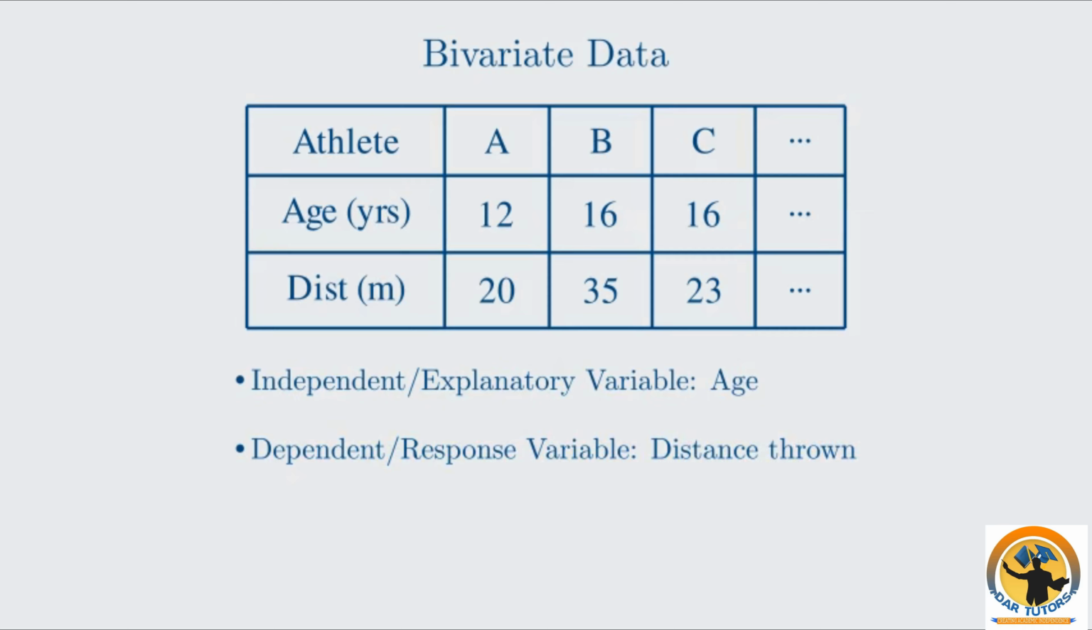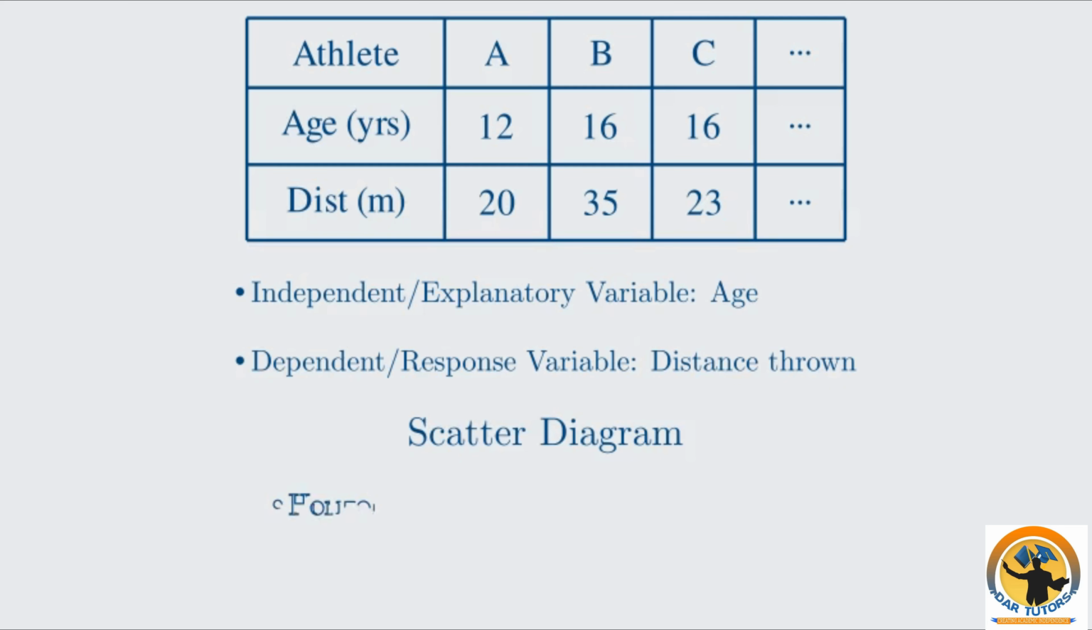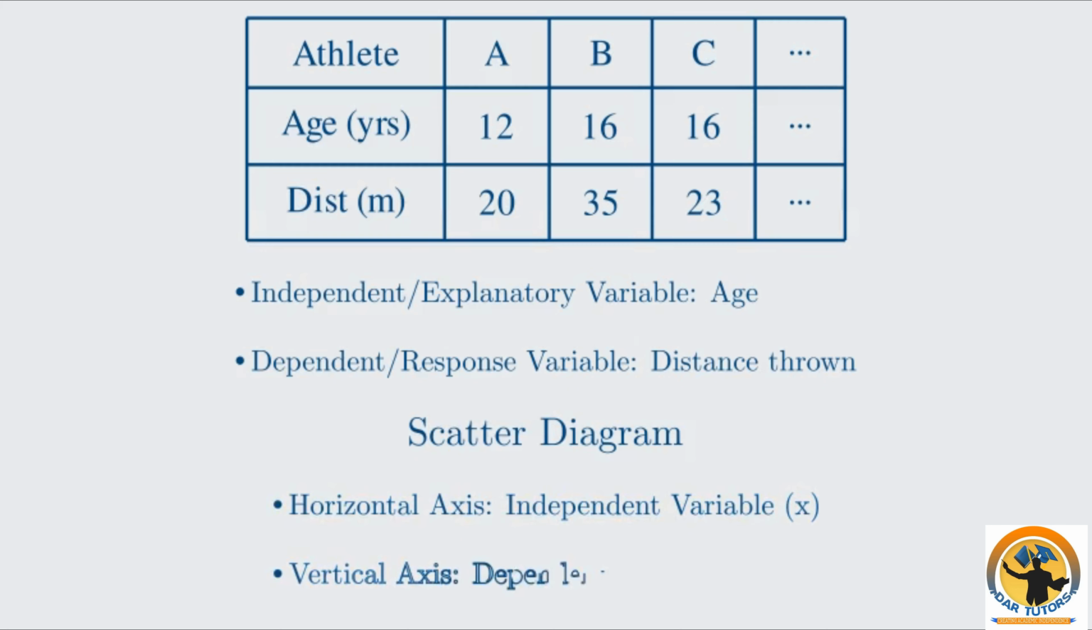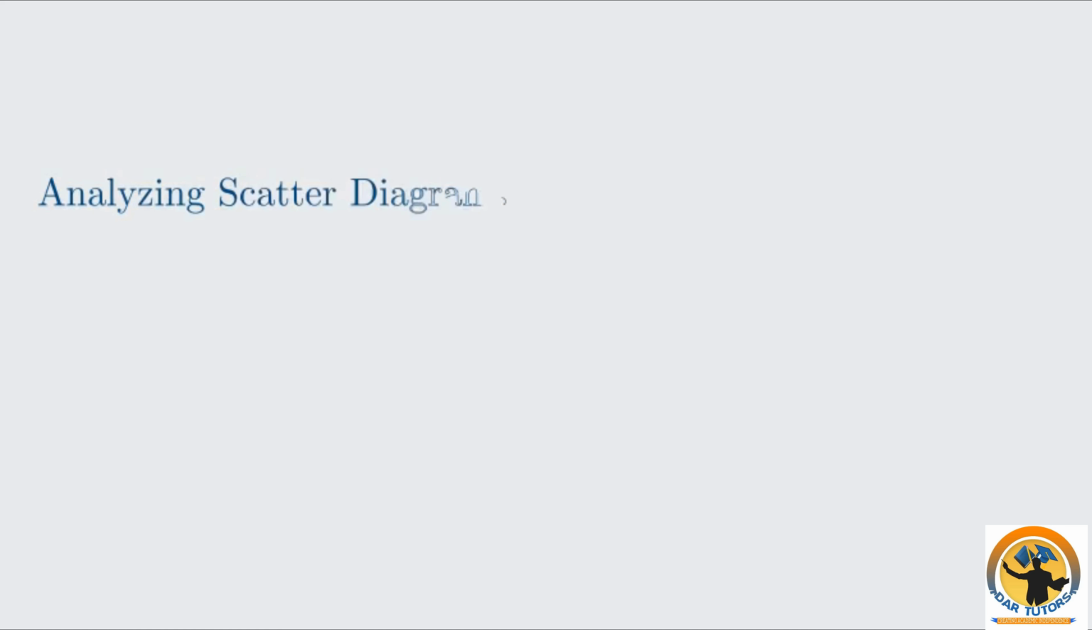The best way to visualize the relationship between two numerical variables is with a scatter diagram. A scatter diagram plots each pair of data as a point. We always put the independent variable on the horizontal axis and the dependent variable on the vertical axis. By looking at the pattern of these points, we can begin to understand the relationship between the two variables. We can analyze scatter diagrams based on three main characteristics: direction, linearity, and strength. Understanding these helps us describe the correlation.